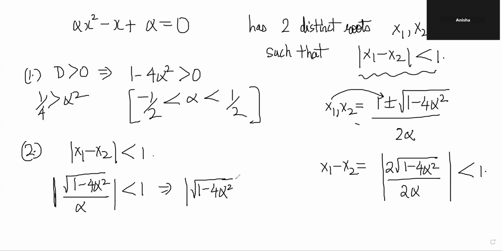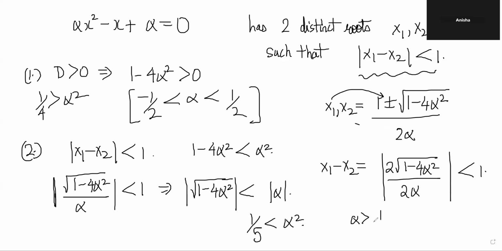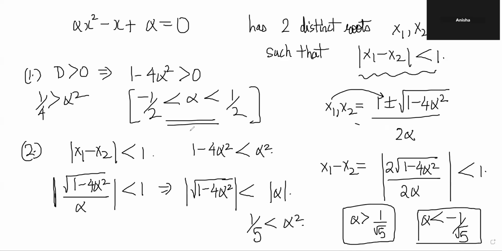So we can write it like this, less than mod of alpha, right? Yes. And then we can square it. So you'll get 1 minus 4 alpha square is less than alpha square, right? Correct, no? Yes, sir. So you're getting 1 by 5 is less than alpha square. Yes. So alpha is bigger than 1 by root 5 or lesser than minus 1 by root 5. And now you take the intersection of this condition and this condition, you will get the answer.